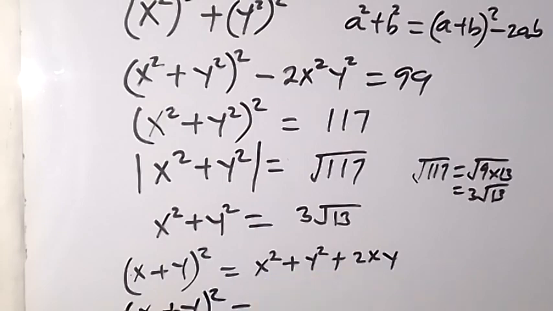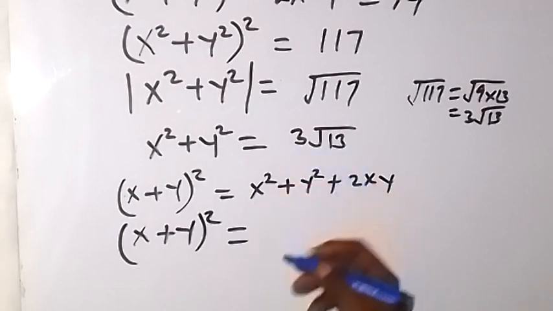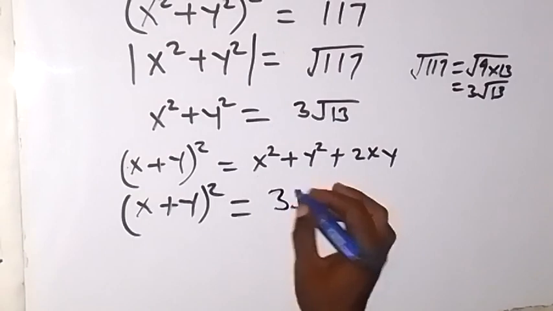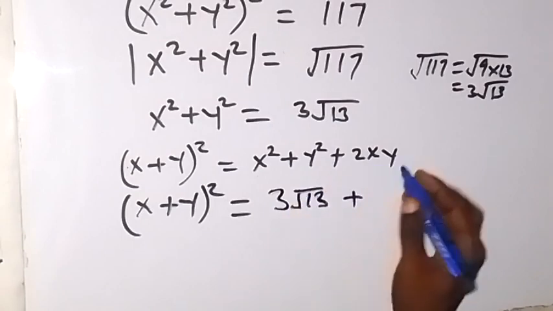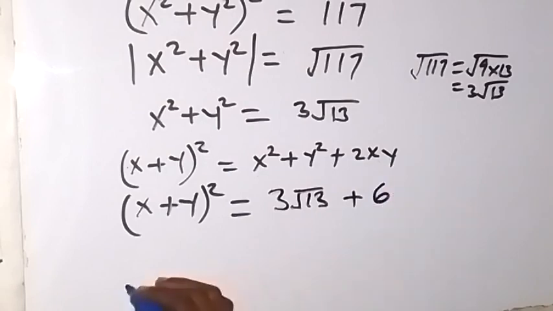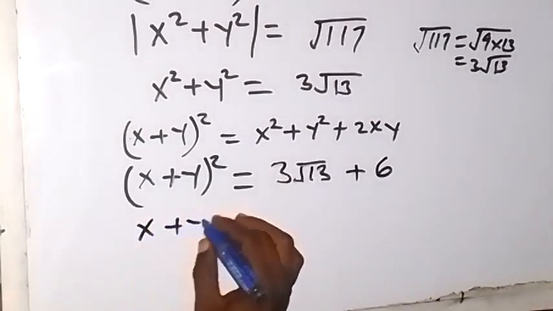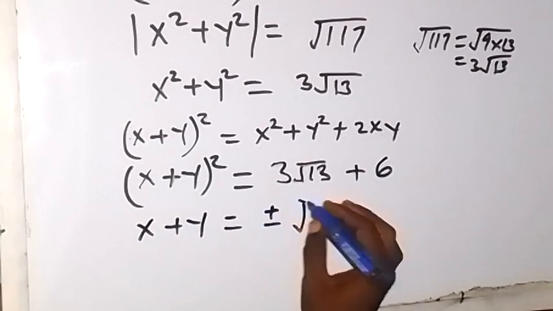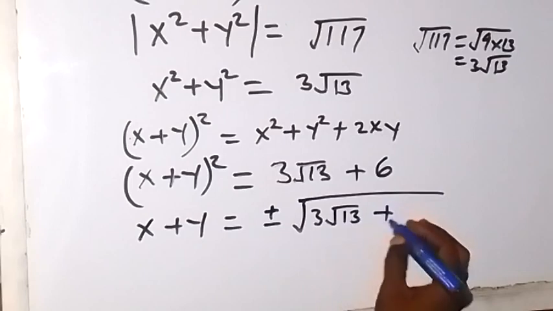3 root 13, that's our x squared plus y squared, then plus the 2xy. xy is 3 from the question, and 2xy, that's 2 times 3, that's 6. Then we want to find x plus y. x plus y will be equal to, when we take the square root on both sides, plus or minus the square root of 3 root 13 plus 6.